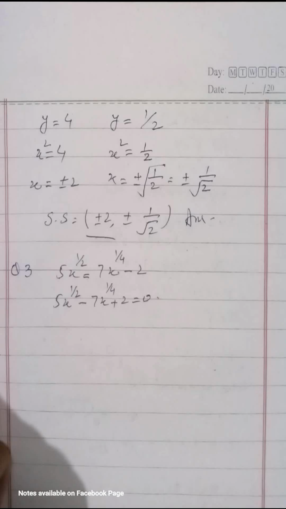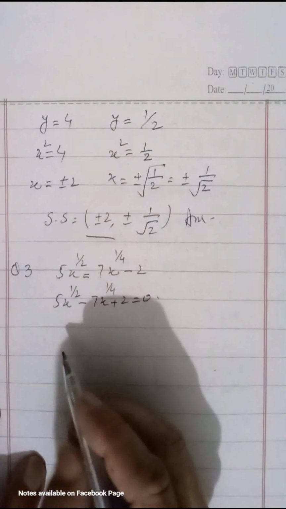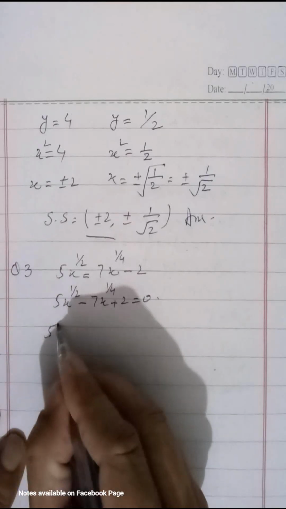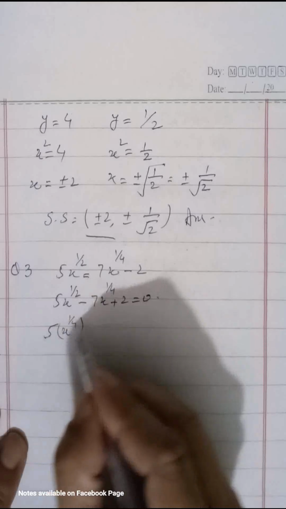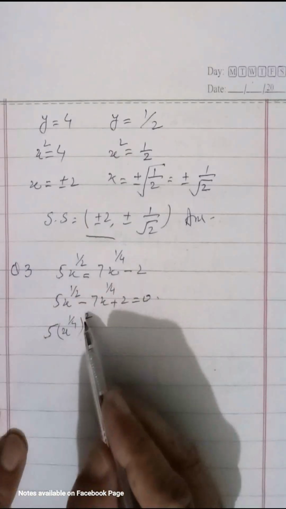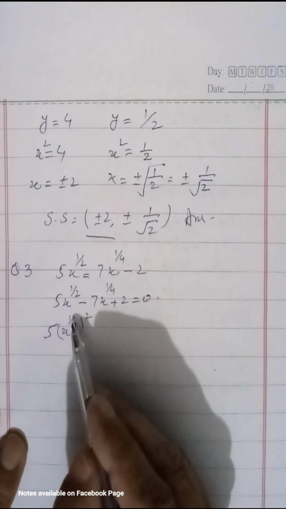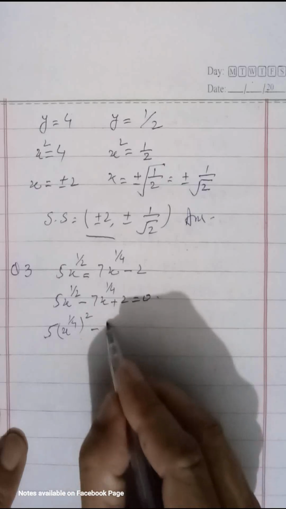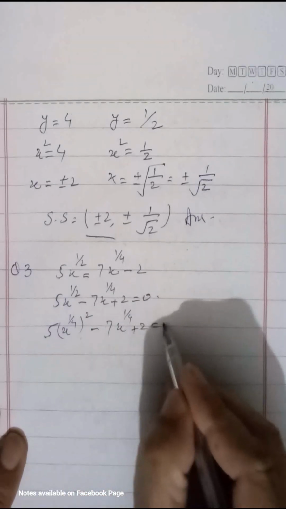Now we further solve it. We get 5x power 1 over 4 whole square. These two divided by 4 get 1 over 2 x power 1 over 2, and 7 x power 1 over 4 plus 2 is equal to 0.